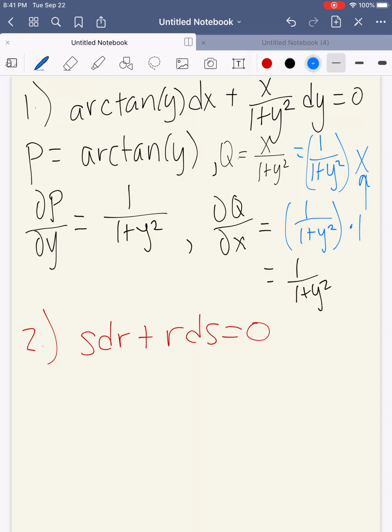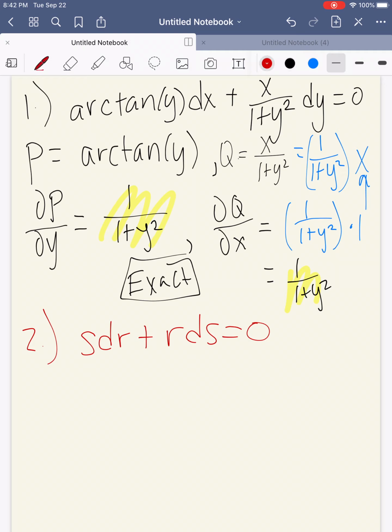So again, our exactness test tells us that if our two partials are equivalent, then we are exact. So here, partial P and partial Q are equivalent, so our final conclusion is that these two equations are in fact exact.